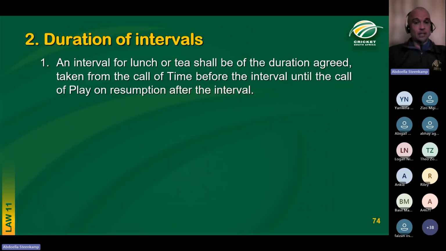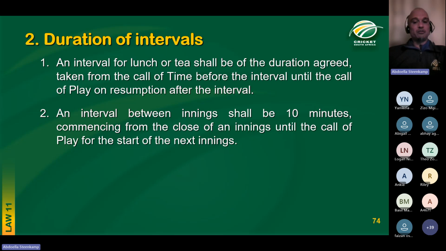So the point I'm trying to make is, the law tells us that the duration of your interval should be that 40 minutes, like in our Test match. And it starts from the moment you call time, and from that moment, the first ball needs to be bowled 40 minutes later. So whatever time you stopped, let's say if the over's done at 12 o'clock, the first ball needs to be bowled at 12:40. If you stopped at 12:01, the first ball needs to be bowled at 12:41. The same principle applies to your tea time.